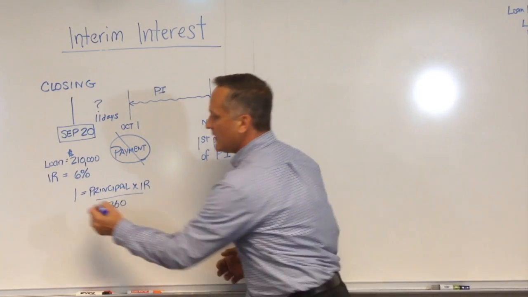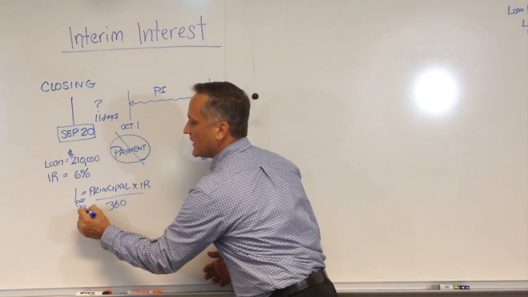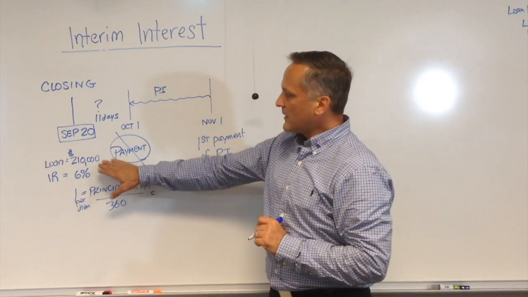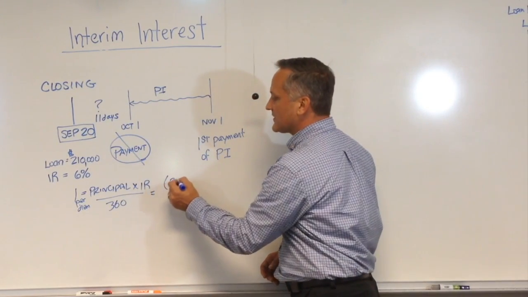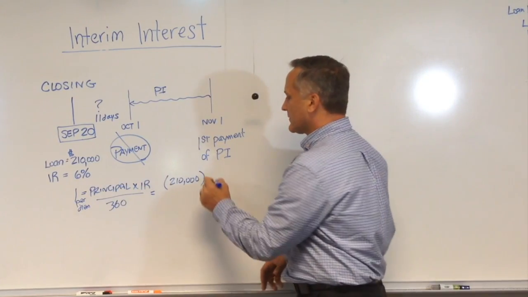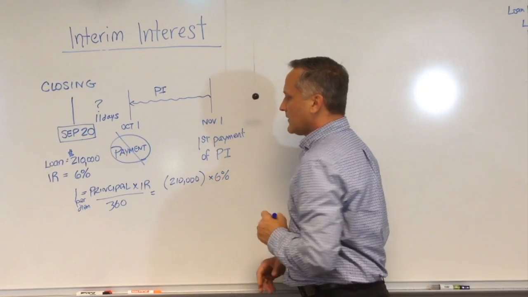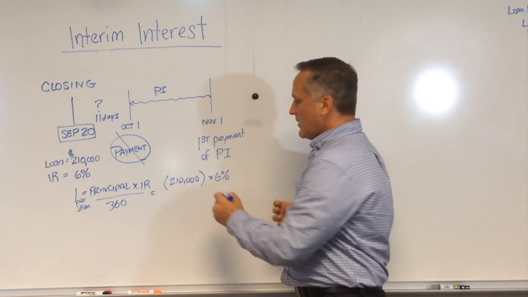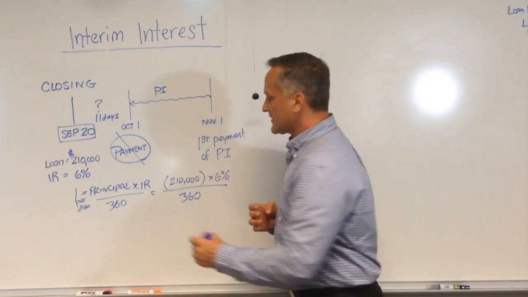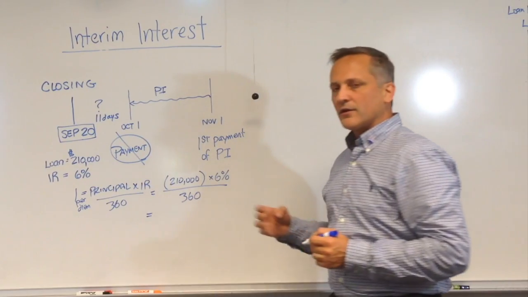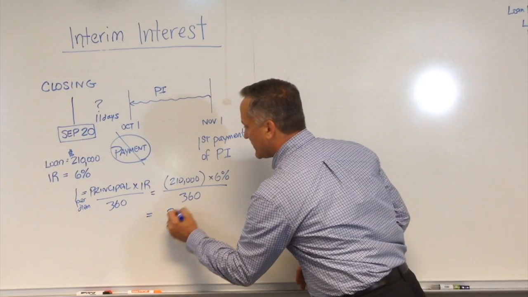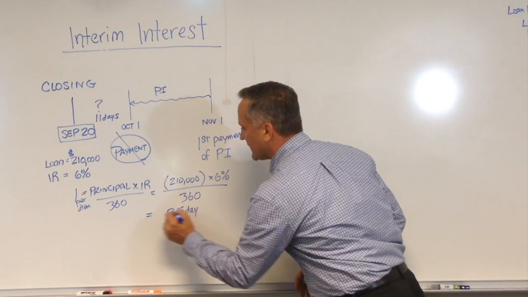We're going to calculate the per diem rate using this formula. It's equal to how much we borrowed. In my example, we're borrowing $210,000. In my example, the interest rate is 6%. That would give me the interest for a year, but what I want is the interest rate per day, so I divide by the 360. If you get your handy-dandy calculator out and multiply this, you will see that this comes out to be $35 per day.